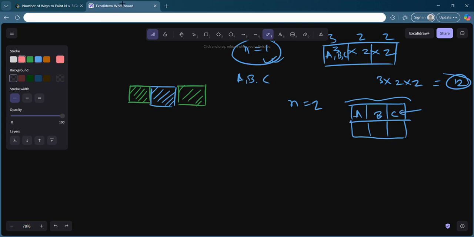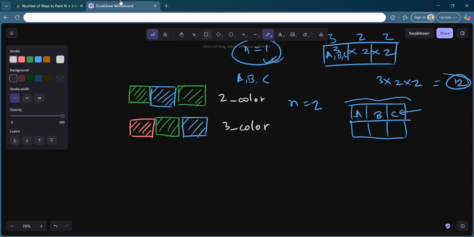Otherwise, I could have also done something like this. I hope you get what I'm trying to say. I could have also used something like this, which tells me that I am using all of the three colors. So in broad perspective, there can be two ways to fill: using a two color combination, and using a three color combination.